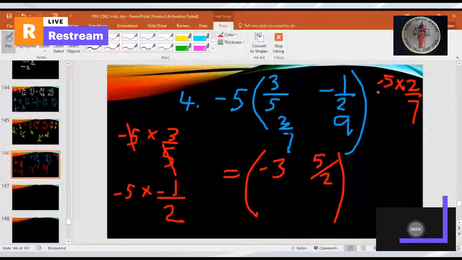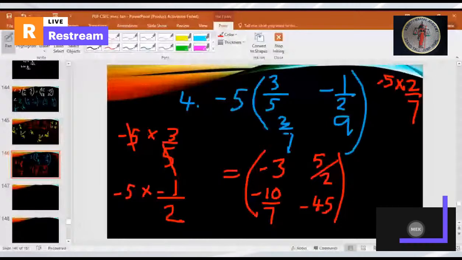All right, let's go to some 2 by 2 matrix multiplication.